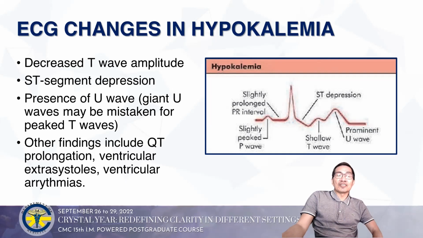And what are these? You may see decreased T wave amplitudes, ST segment depressions, and a presence of a U wave can also indicate hypokalemia. Giant U waves may be mistaken for peaked T waves sometimes. So other findings may include QT prolongation, ventricular extrasystoles, and of course the dreaded ventricular arrhythmias.